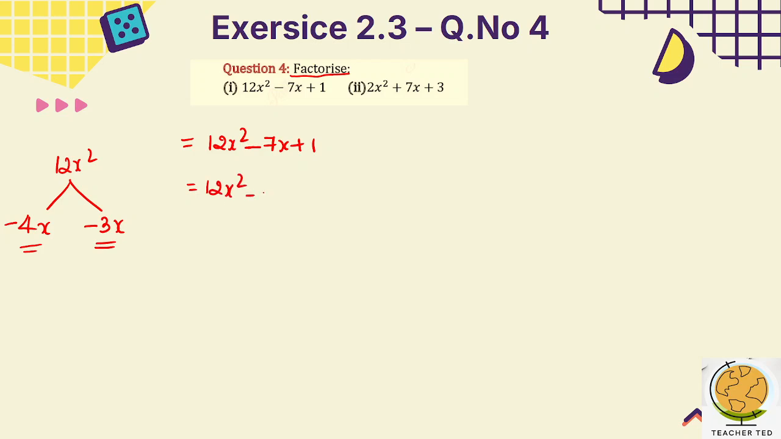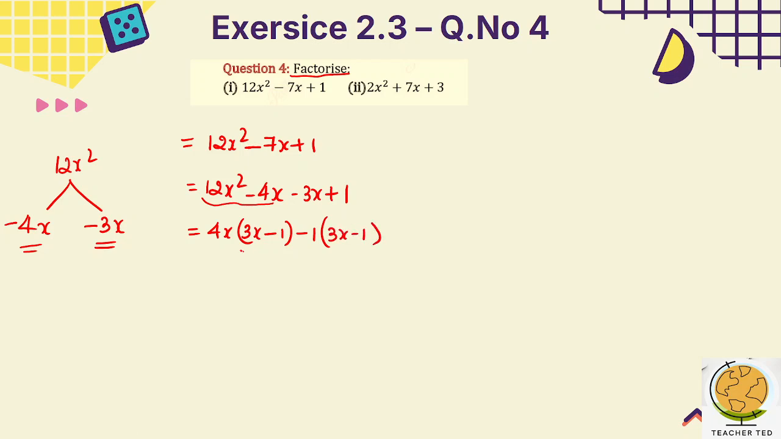So 12x square minus 4x minus 3x plus 1. If you split the 7x like this and take 4x as the common factor in these two, it becomes 4x into 3x is 12x square. So minus 1. And again, you take minus 1 as the common factor here, it becomes 3x minus 1.